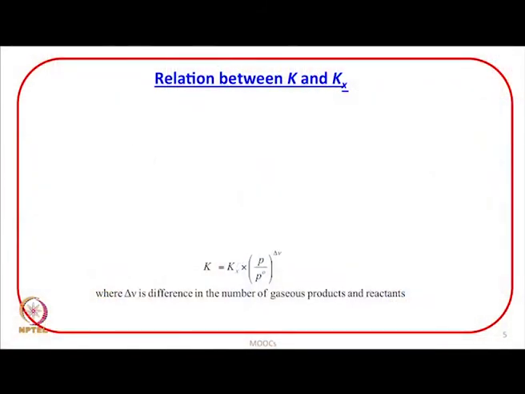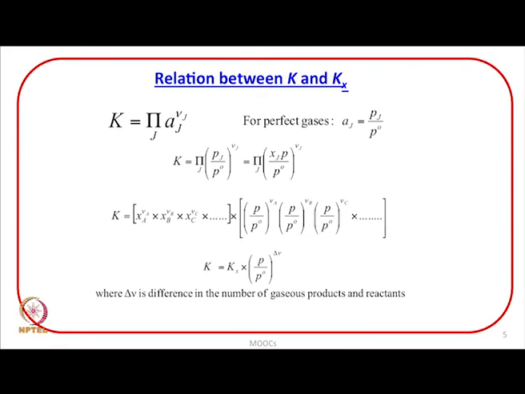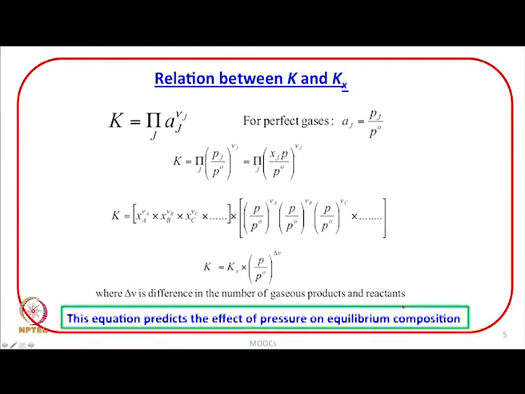So let us now go back to the slide. We want to talk about the relation between K and Kx, and I have just discussed this entire derivation and we came up with this expression K is equal to Kx into P by P naught to the power delta nu, where delta nu is the difference in number of gaseous products and reactants, and this equation predicts the effect of pressure on equilibrium composition.